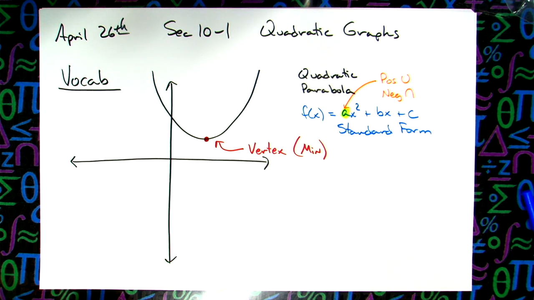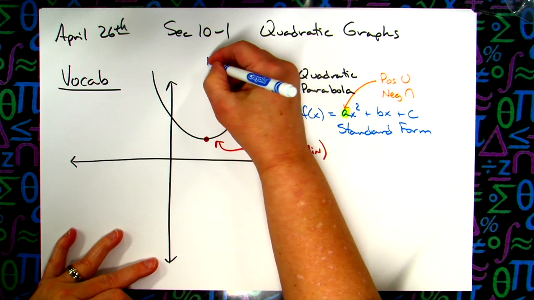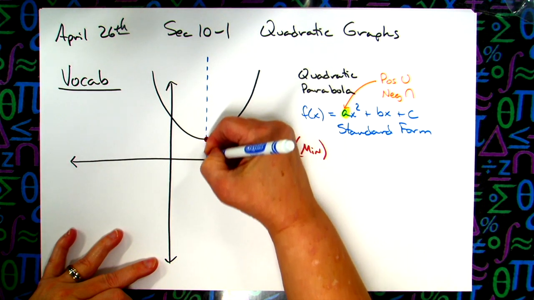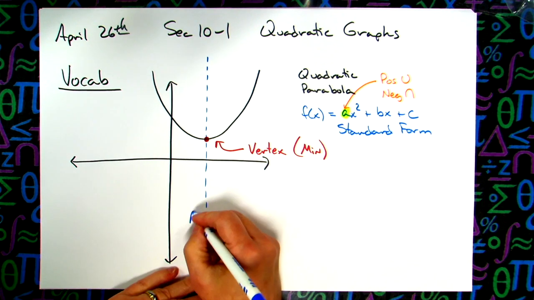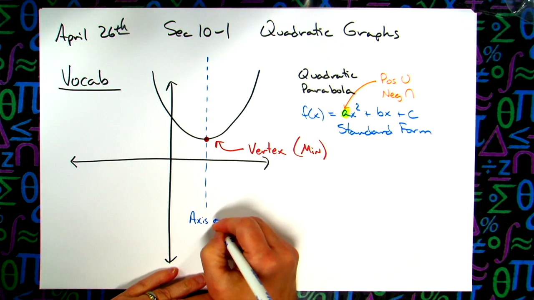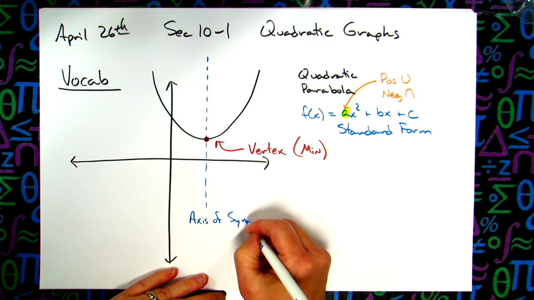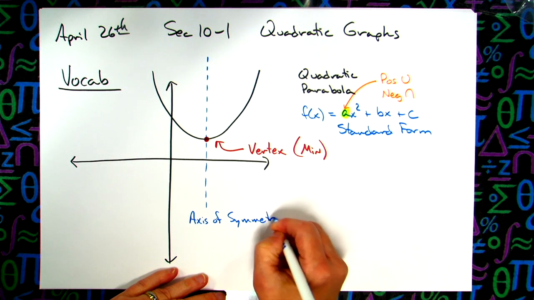Let's go ahead and add an imaginary line down the center going through that vertex. That line right there is dotted because it's not part of the graph. It's called the axis of symmetry, and it has an equation.